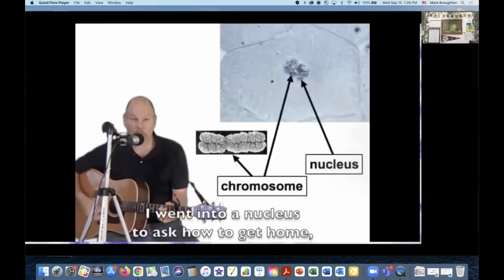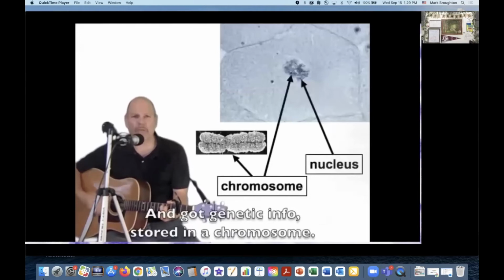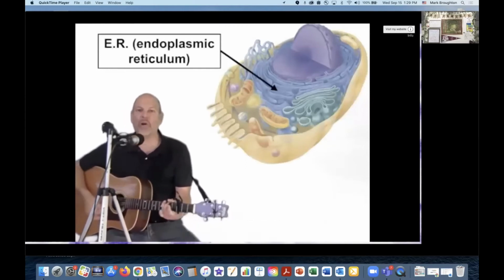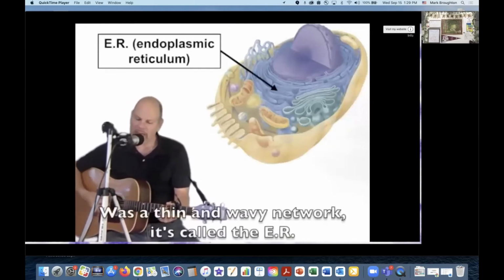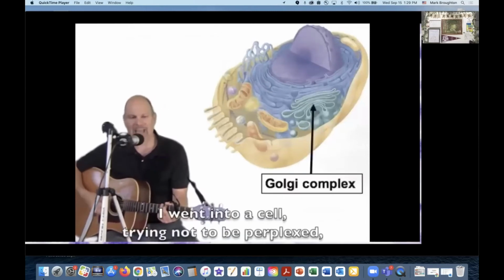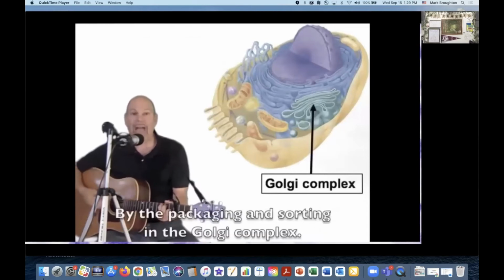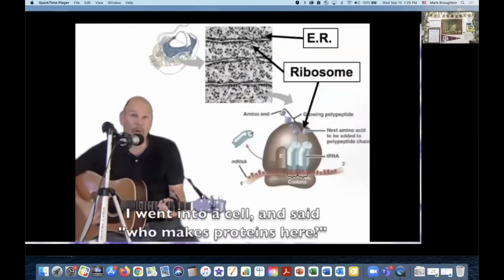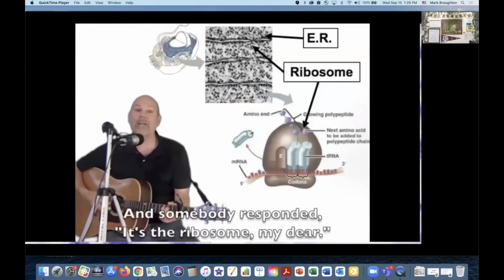I went into a nucleus to ask how to get home and got genetic info stored in a chromosome. I went into a cell and stretching oh so far was a thin and wavy network. It's called the ER. I went into a cell trying not to be perplexed by the packaging and sorting in the Golgi complex. I went into a cell and said, who makes proteins here? And somebody responded, it's the ribosome, my dear.